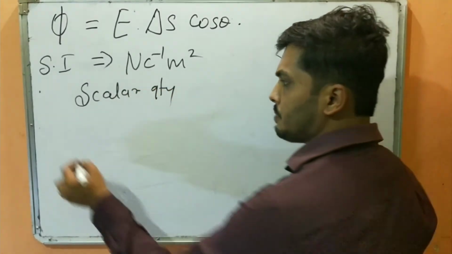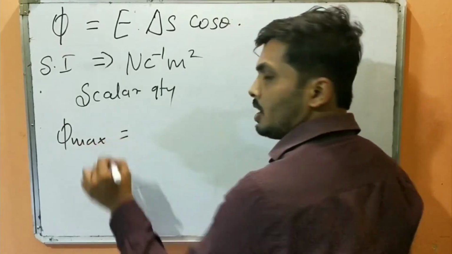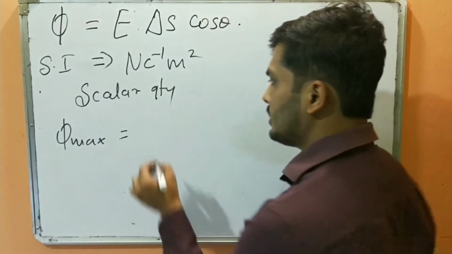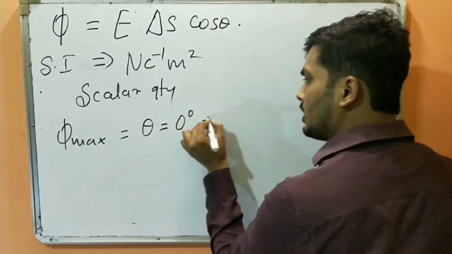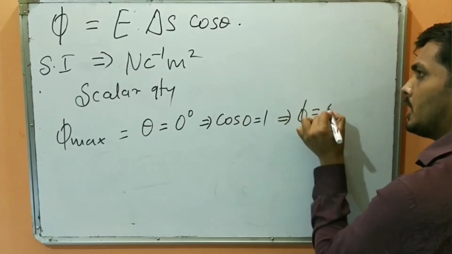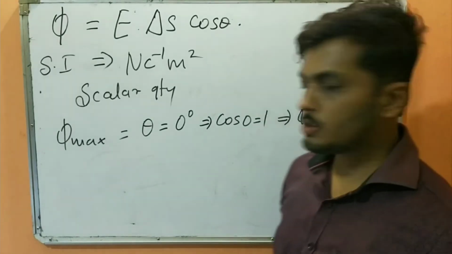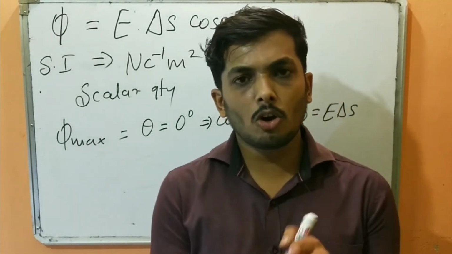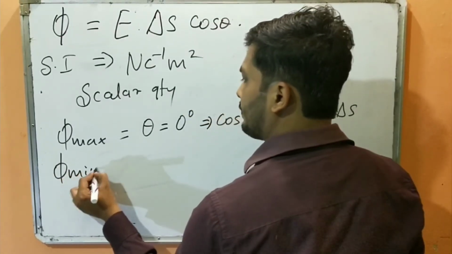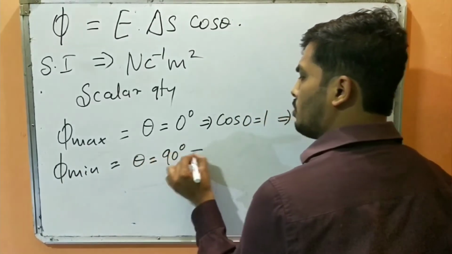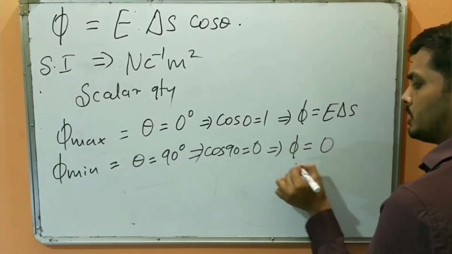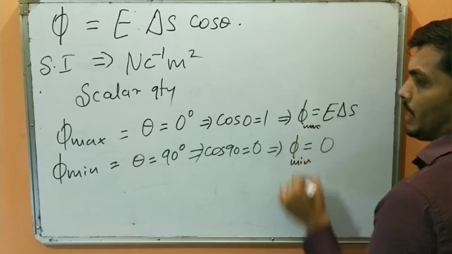When will the flux phi be maximum? When the electric field and the normal are parallel to one another. That is, if theta is equal to 0 degrees, cos 0 will be 1. At that time, phi will be E ΔS. So when the electric field and the normal are parallel to each other, then flux will be maximum. And when will the flux be minimum? When they are perpendicular to one another, and cos 90 will be 0. As a result, phi will be 0. Phi minimum here, and phi maximum there.